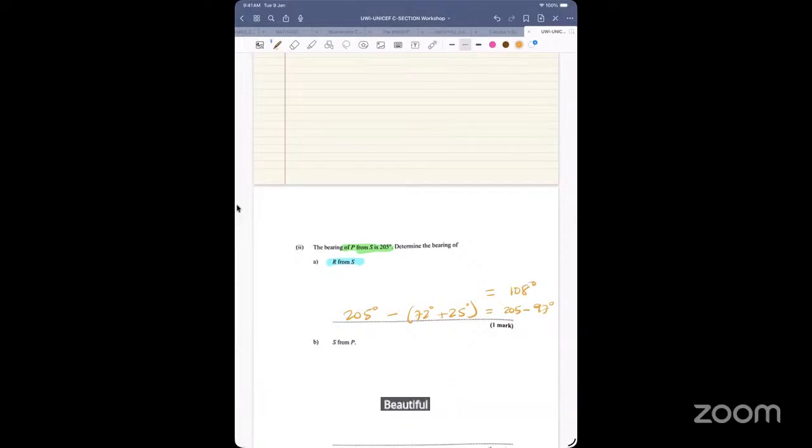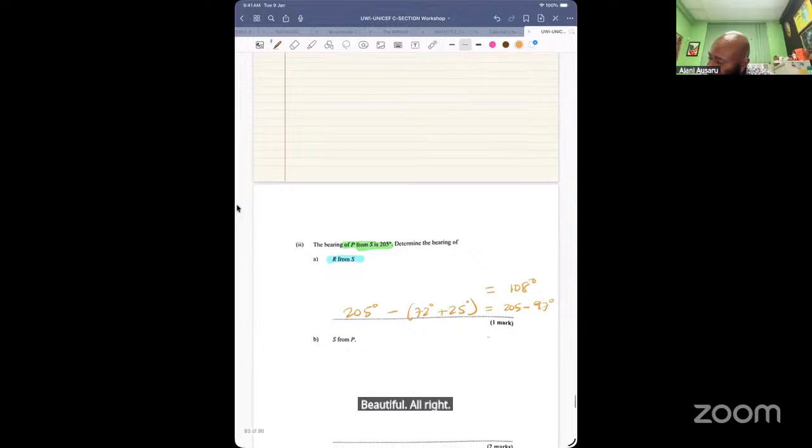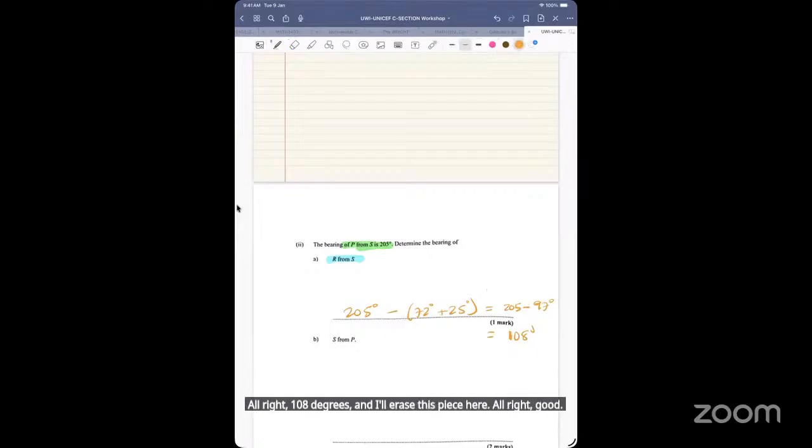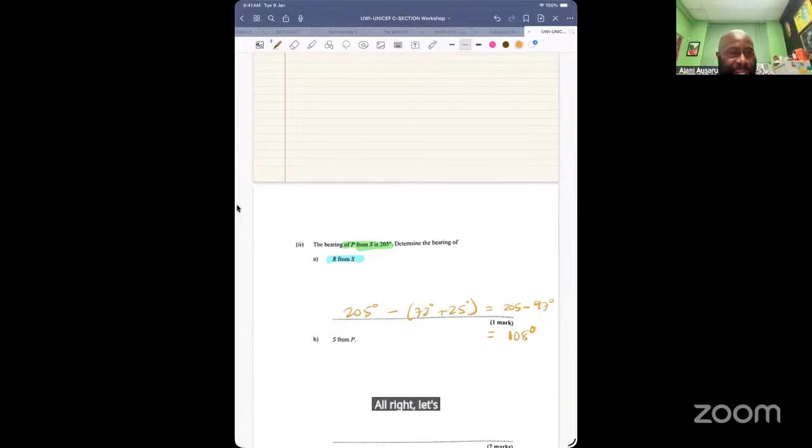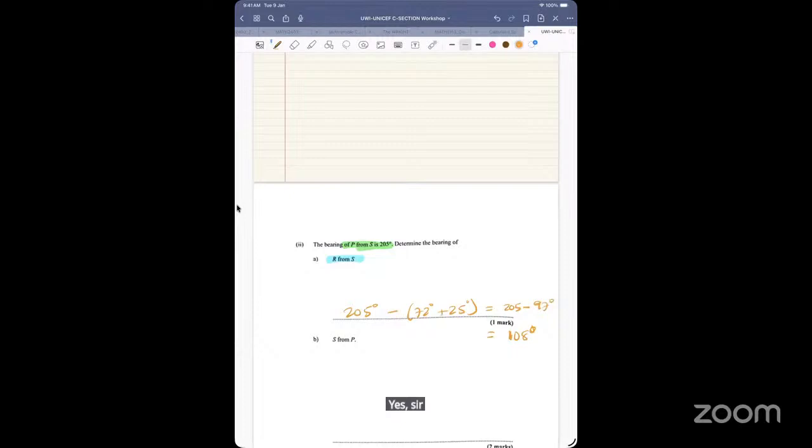Beautiful. All right. I'm writing on the bottom here, so I don't want to confuse anybody. All right, 108 degrees. And I'll erase this piece here. Good. Everybody okay so far? All right. Let's move to the next question now. So you notice it says S from P. And it's worth 2 marks. That means I'm expecting you to do a little bit more work, right? But hold on.